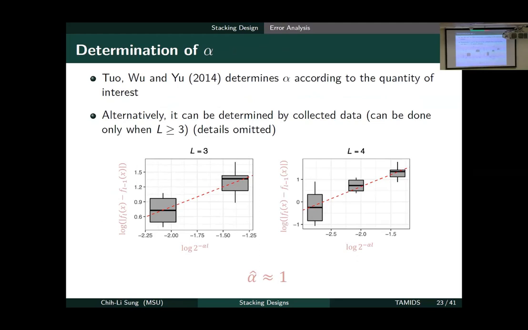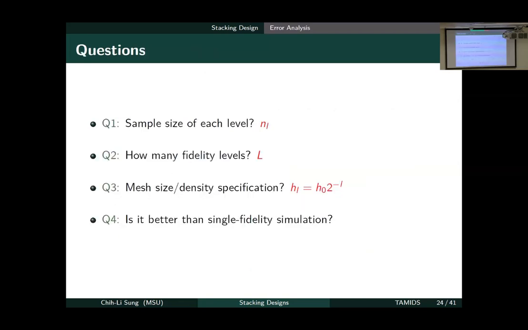I also skipped some details here, but you can see that we can just find the relationship between this, and find the slope, which is going to be this alpha hat. But the downside of doing this is that you need at least 3 levels to estimate this alpha. Okay, so we have answered these 2 questions.